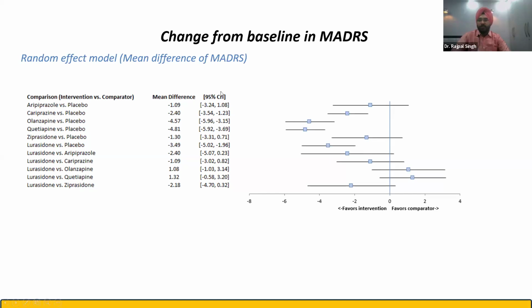What is the range to know if the outcome is good or not? There is no range for that, basically. That is a comparison of the data. So for this comparison, aripiprazole versus placebo, the 95% credible interval line is not crossing zero. That means it is statistically meaningful.